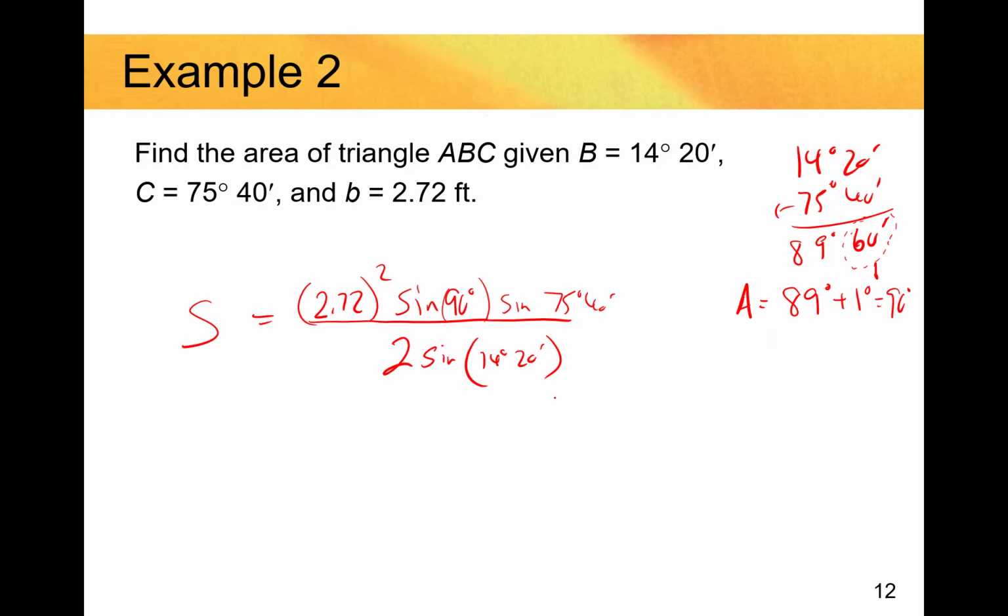All right, and then tell me when you got it. Shout out answers as we get them. 14.47. Okay, 14.47 or 14.5 is fine. What's our unit value? Squared. Feet squared. It's the same, even though we did different.